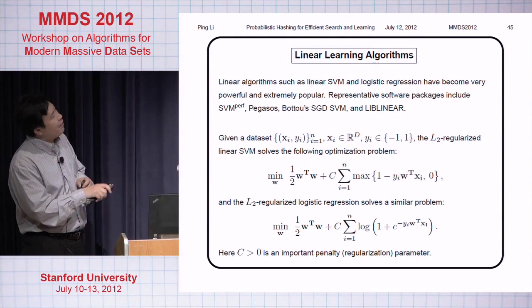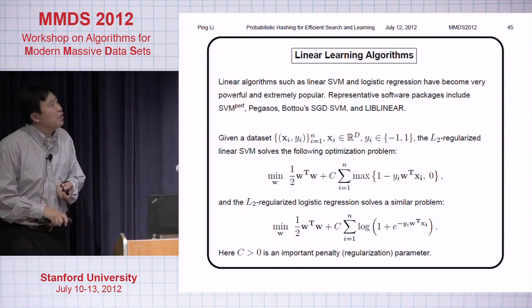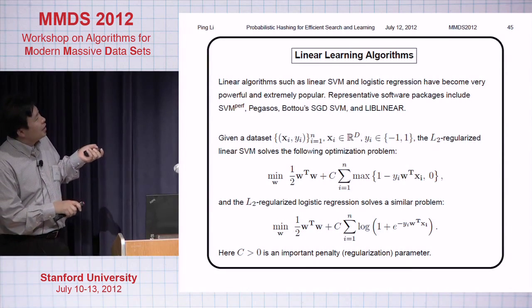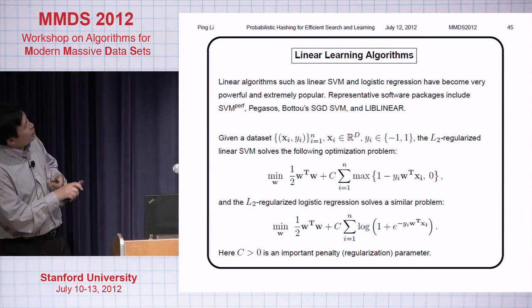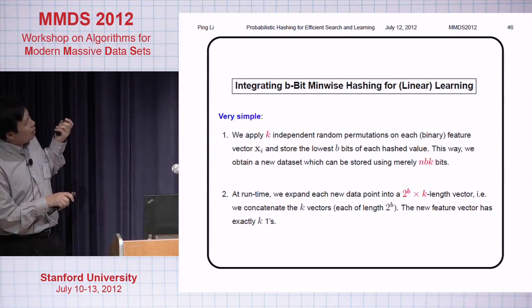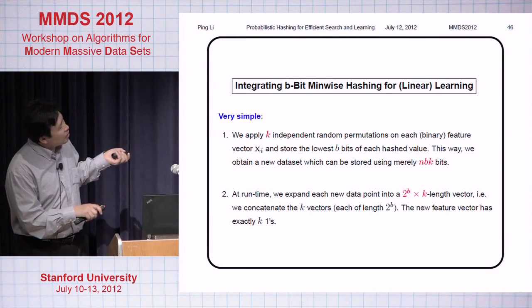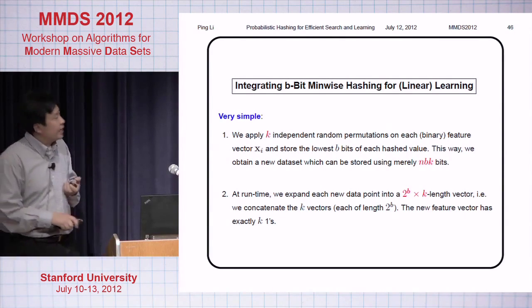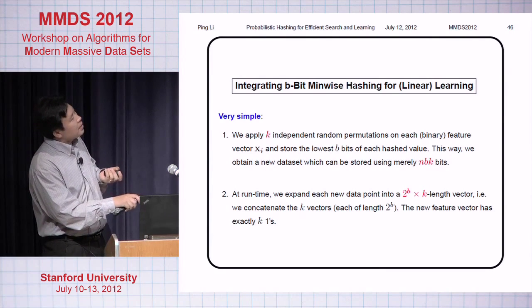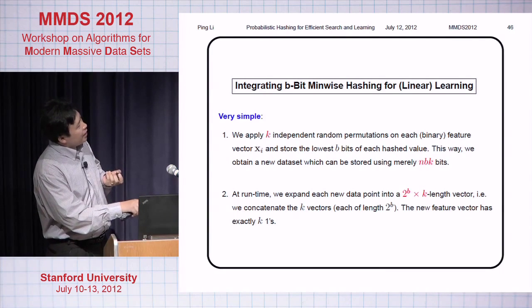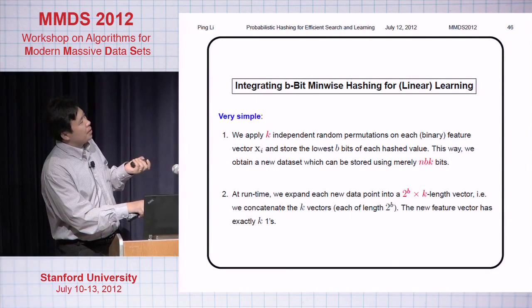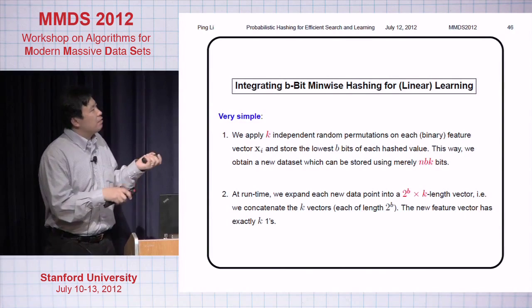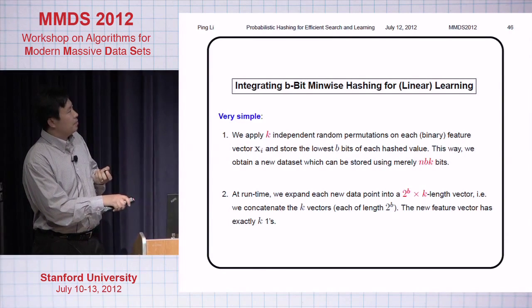So now suppose you have high dimensional data, 2 to the 64 dimensions, for example, and you want to do classification using SVM or logistic regression. And so what we do is 2 steps, very simple. You do k independent permutations to generate the binary feature vector, which only works for binary data, and store the lowest b bits for each hash value. This way, you get the total storage requirement n times b times k. Then at runtime, you expand each data vector into 2 to the b times k dimensions.